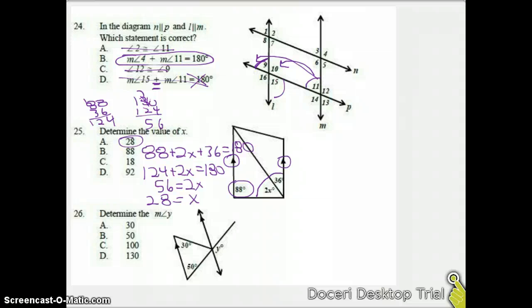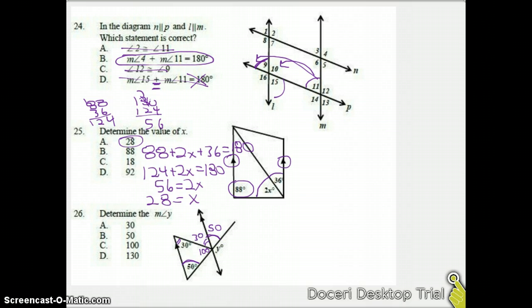If I know those 30 and 50 adds up to 80, that means my other angle here would be 100 because it has to add to 180. I also have 50 and this angle are corresponding, so that would also be 50. I also have the 30 and this angle would be alternate interior, so that would be 30.